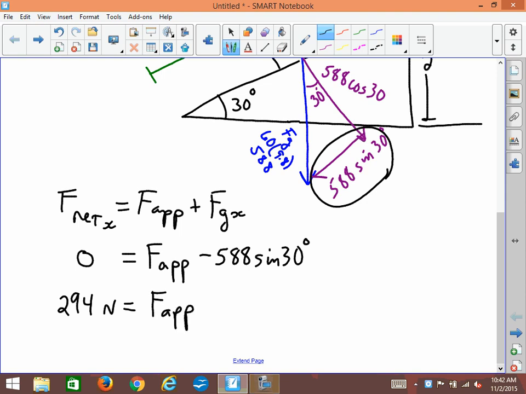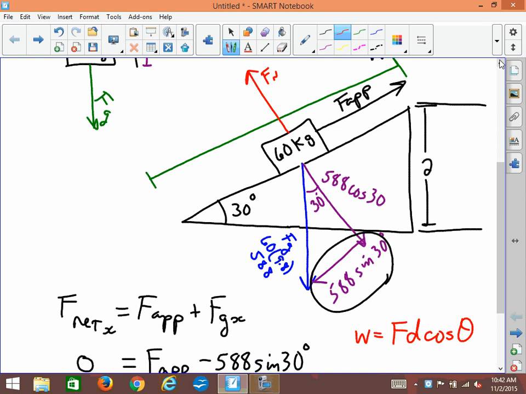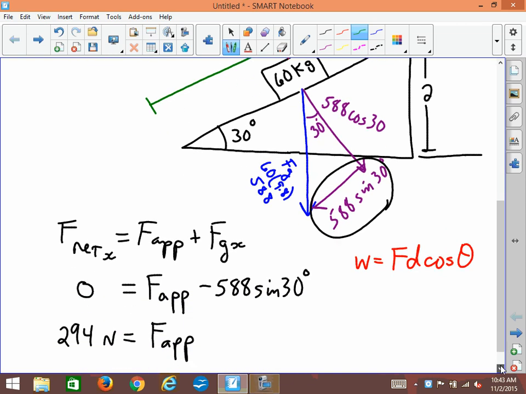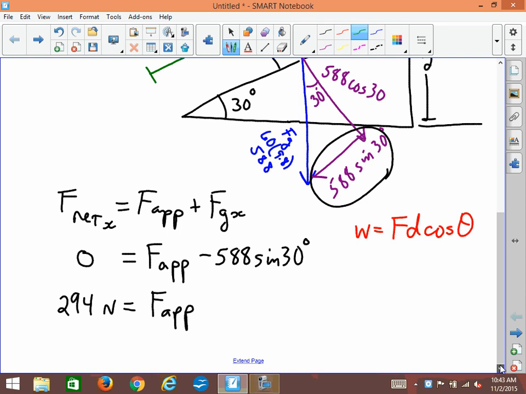Okay, now let's figure out how much work we would have to do. Well, to figure out the work is force times distance times the cosine of the angle. Now, be careful. There is an angle of 30 degrees, but look at our F applied, right here, and look at our displacement, the green arrow up the ramp. They're already lined up. So the F applied x is in line with the displacement. So I really don't need this cos theta any longer. I've kind of already done that.